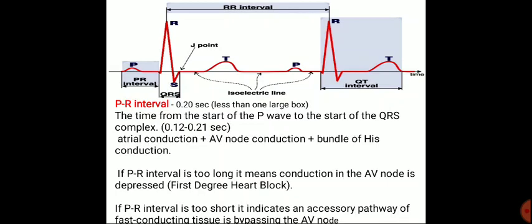If PR interval is too long, it means conduction in the AV node is depressed, first degree heart block, which we will discuss in subsequent lectures. If PR interval is too short, it indicates the accessory pathway of fast conducting tissue is bypassing the AV node.